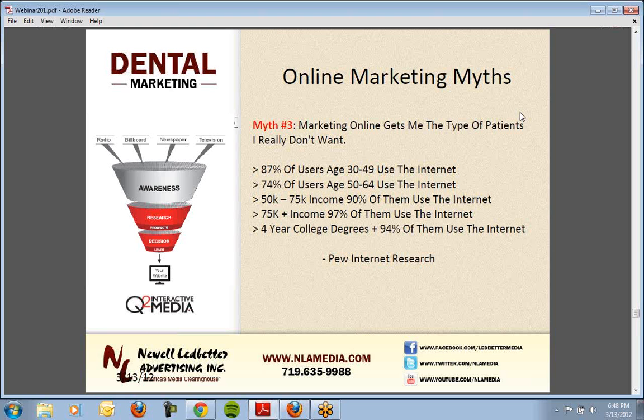People who have 4-year college degrees or more, 94% of those people use the Internet. So the more educated you are, the more likely you are to engage online. Again, I truly believe that data is true, and when we start to think about it from that perspective, it makes a lot of sense that you can get the right kind of customer. A lot of folks just don't know quite how to do that.